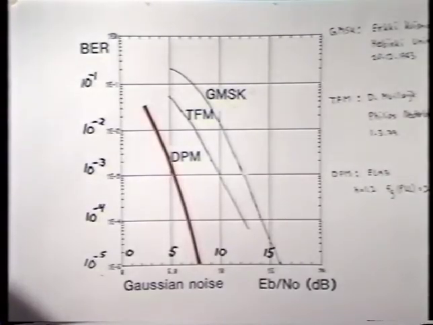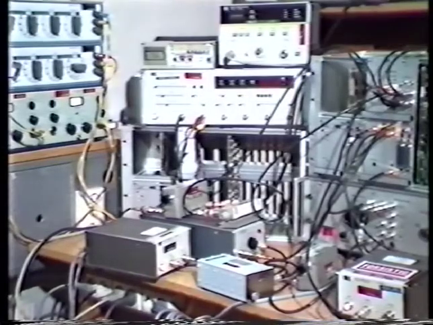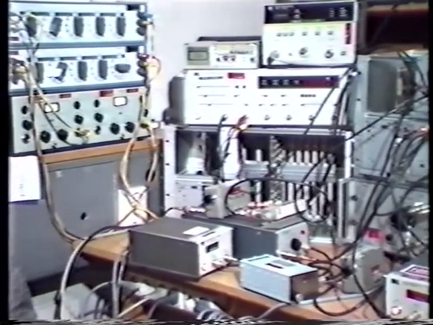This figure shows a comparison between various modulation techniques. Bit error rate along one axis and signal to noise ratio measured as energy per bit along the other. Tamed FM and Gaussian minimum shift keying are compared with our digital phase modulation implementation. At an error rate of 10 to minus 2, an energy per bit to noise ratio of 3 dB is required.